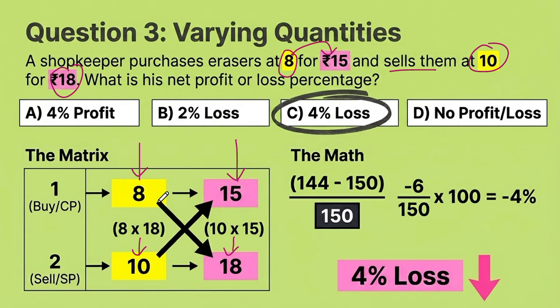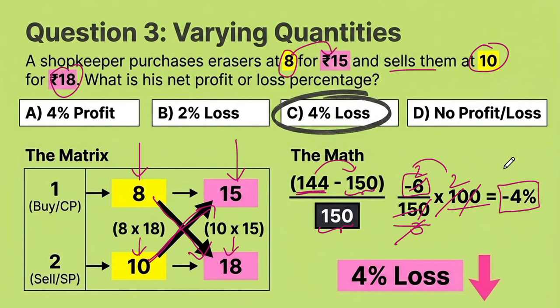So we'll do the cross multiplication again. 8 multiplied by 18, which is 144, minus 10 multiplied by 15, which is 150, divided by 150, this into this. So 144 minus 150, which is minus 6 upon 150 into 100. If we cancel out the zeros, then 5 2s are 10 and 5 3s are 15. So 3 2s are 6, and we'll get 2 2s are 4 with a negative sign. So the answer is 4%, and the minus sign shows it is a loss. So the answer is 4% loss. Correct answer is C.